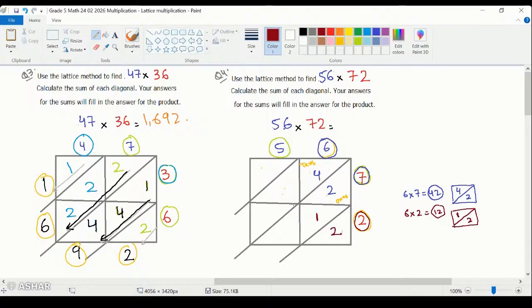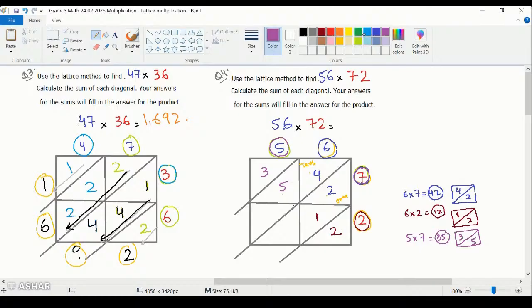Thank you. Now let's look at the next one. We have 5 multiplied by 7. That means 5 multiplied by 7 is 35, right? When we write it in the box, we write 35. Okay?